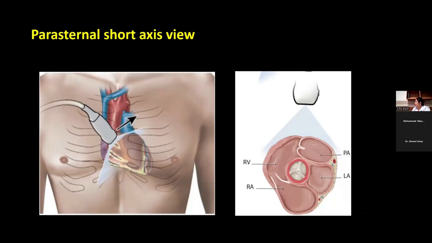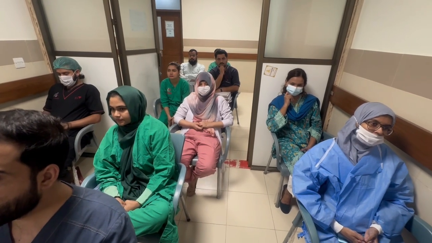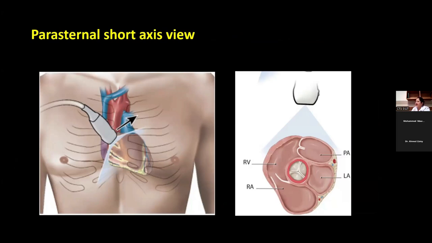Now the other view is the parasternal short axis view. These both views are very important for all of you who are doing POCUS and who are doing epicardial echo as well. So for the fellow who recently joined, this is the parasternal long axis.